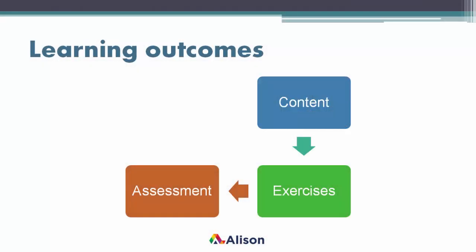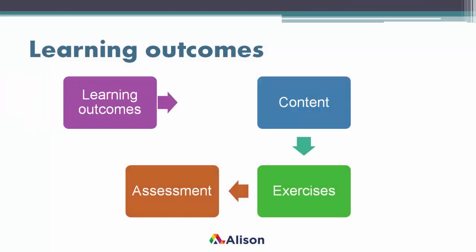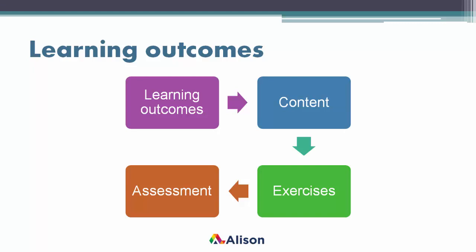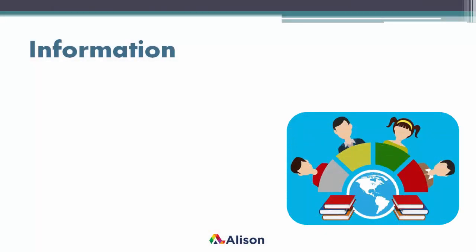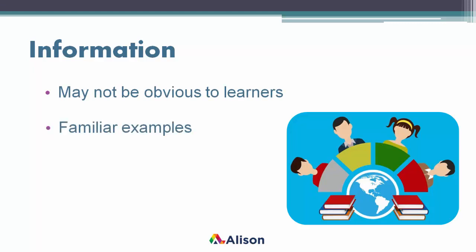Before developing content for a lesson, review the proposed learning outcomes. Ensure that the content, exercises, and assessment material matches the learning outcomes. Provide all the content needed to match the learning outcomes. Make sure to include information that may be obvious to you, but may not be obvious to learners. Use examples that are likely to be familiar to the audience. Classify subject matter as must know or nice to know.